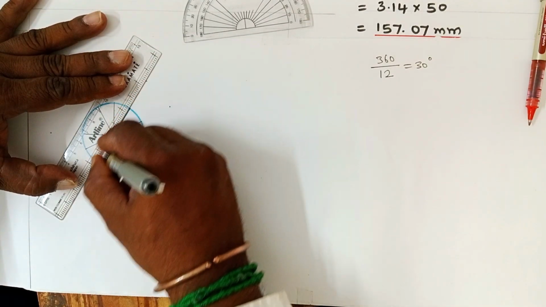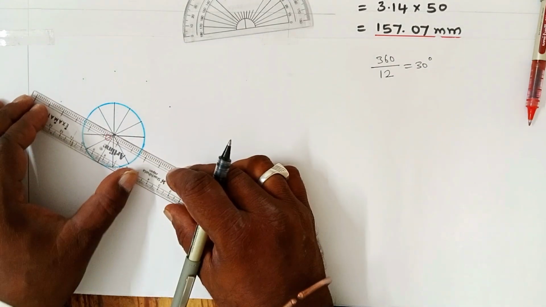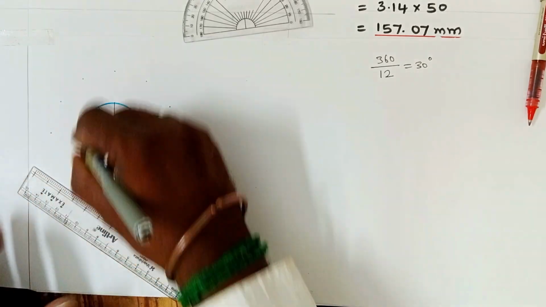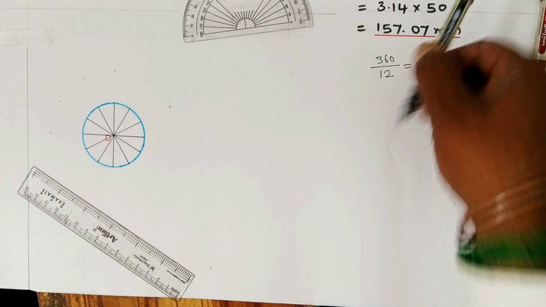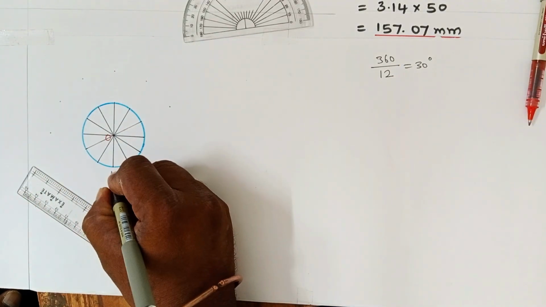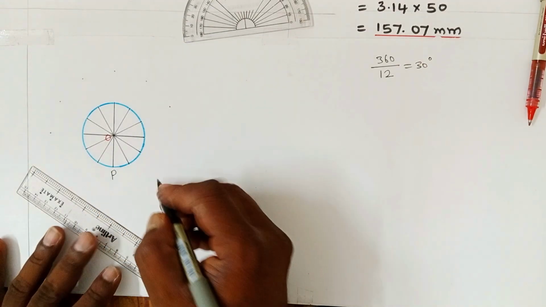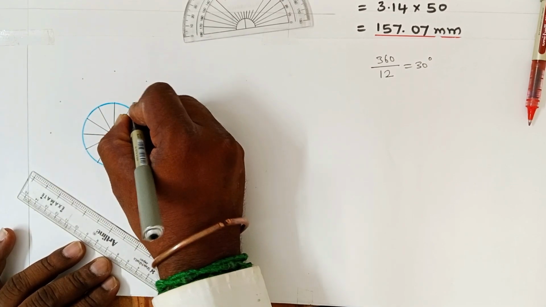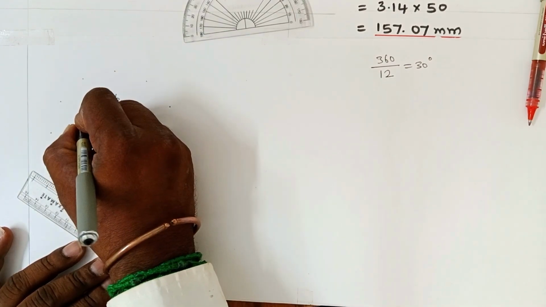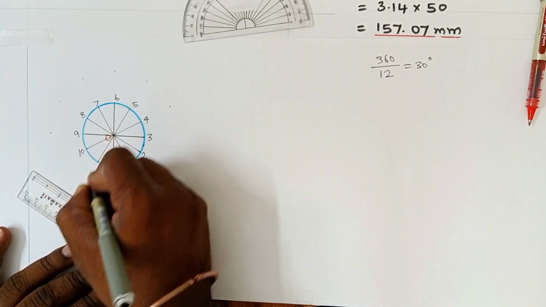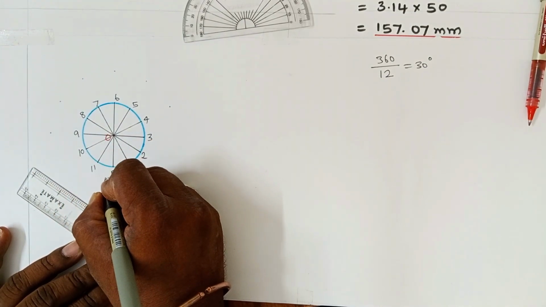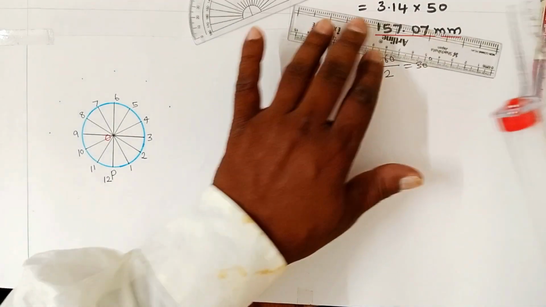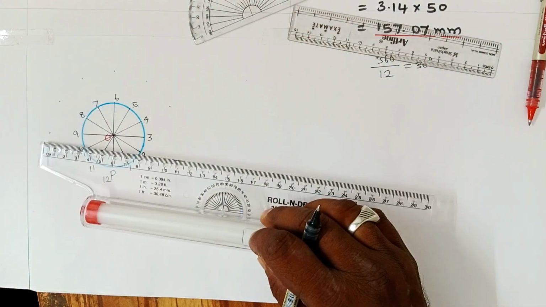Now the circle has been divided into 12 equal parts by this procedure. Let us give numbers to the points obtained on the circumference of the circle. This will be the starting point, marked as P, for generating the cycloid of a circle. This will be 1, 2, 3, 4, 5, 6, 7, 8, 9, 10, 11, and the P point will also be the 12th point.